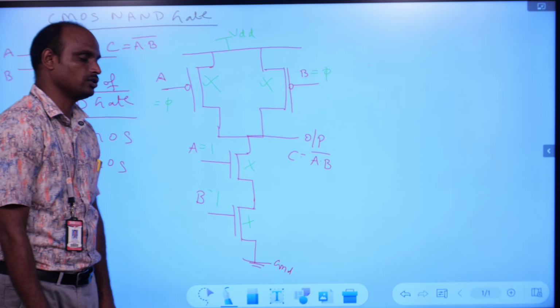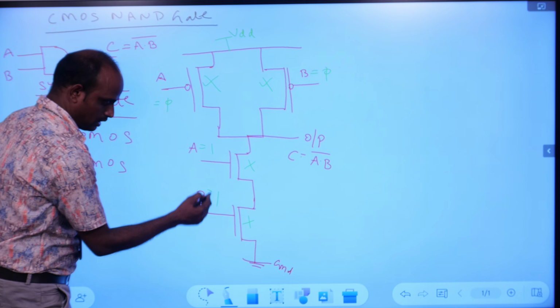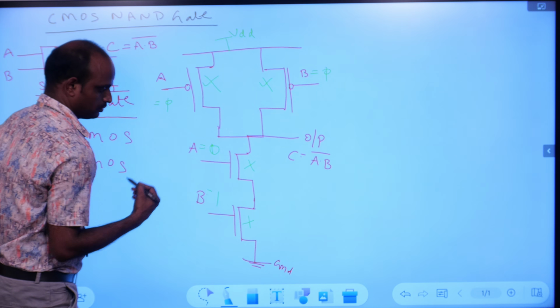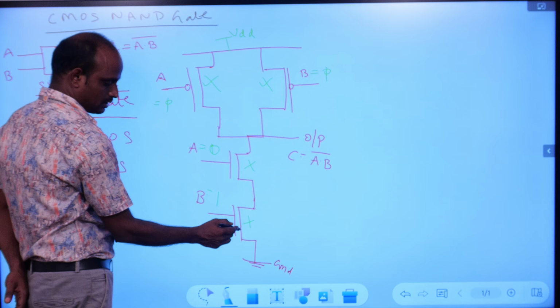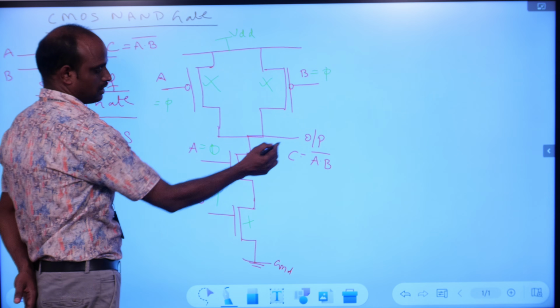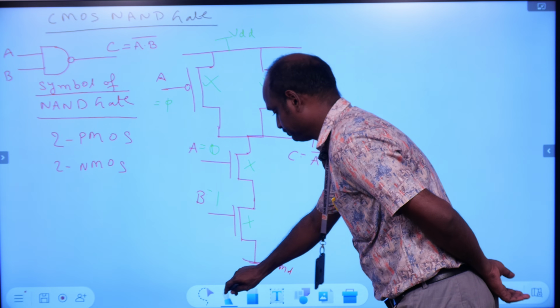See, if one of the inputs is 0, output will be high. For example, A equal to 0. A0 means NMOS will be off. So one transistor is off, one transistor is on. So one is acting as an open switch. There is no closed path from output to ground. So now we will see the stick diagram.